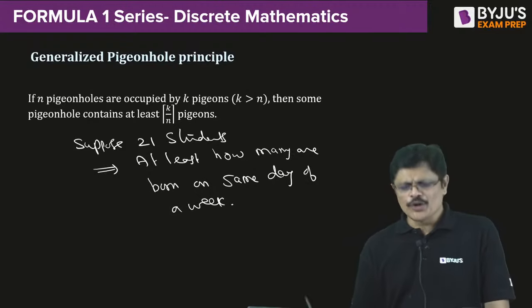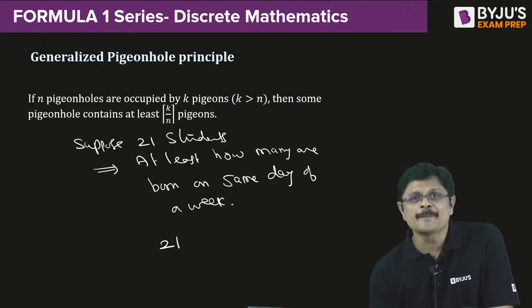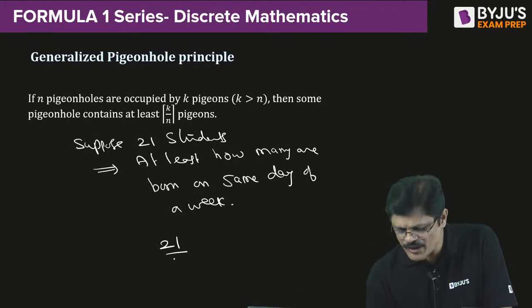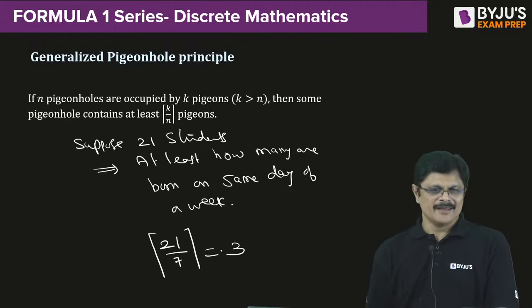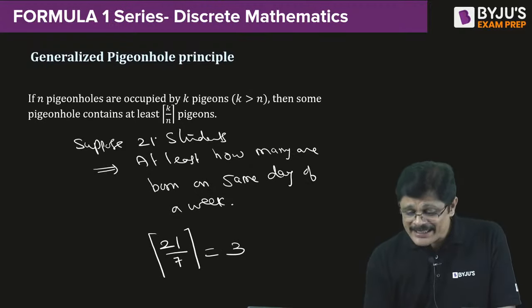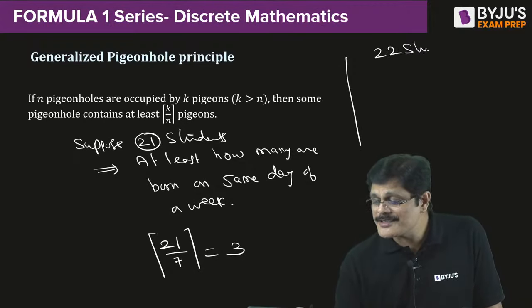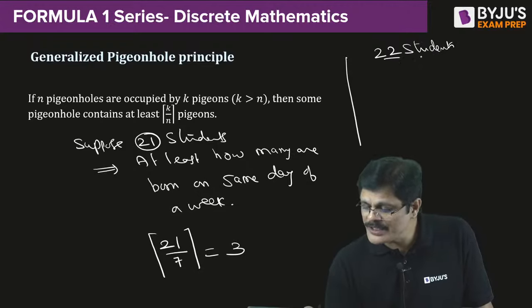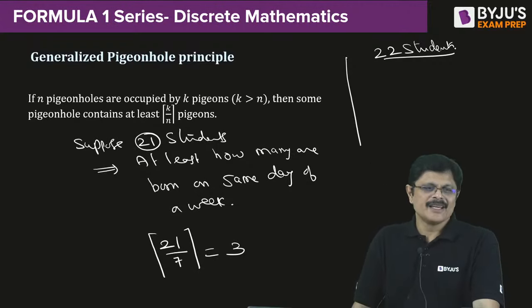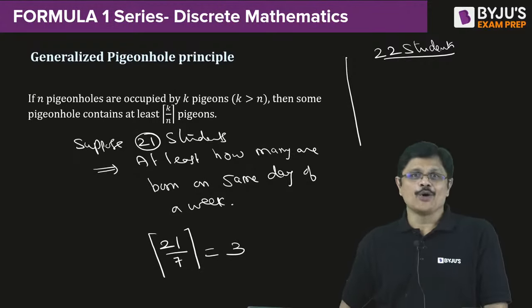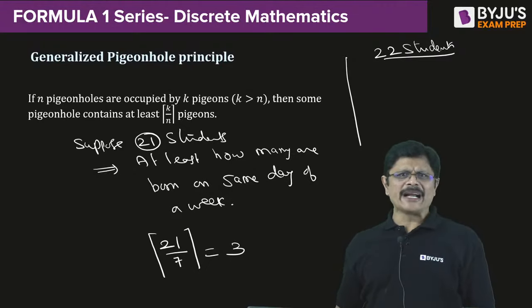At least 3. So you don't have to do much, simply do 21. How many pigeonholes? That is, how many days are there in a week? 7 days. 21 by 7, ceiling of it, which is 3. But instead of 21, if I say 22 students, what will happen?